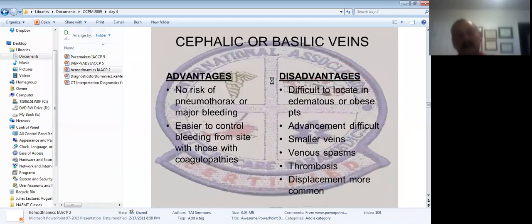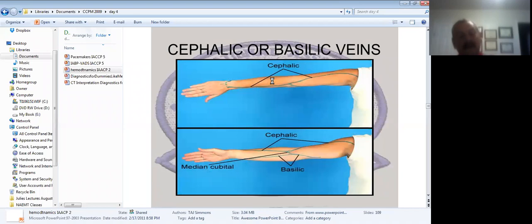And then, of course, the cephalic or basilic are at least theoretically possible. There is no risk of pneumothoraces or major bleeding. They're easy to control because you can get to them. They are difficult to locate in edematous or obese patients. These are smaller vessels, so you have to worry about venous spasms. Advancing the catheter can be hard, and displacement is actually really very common.